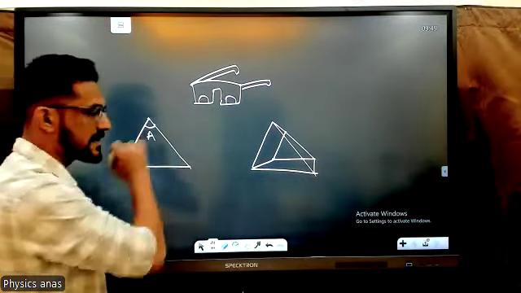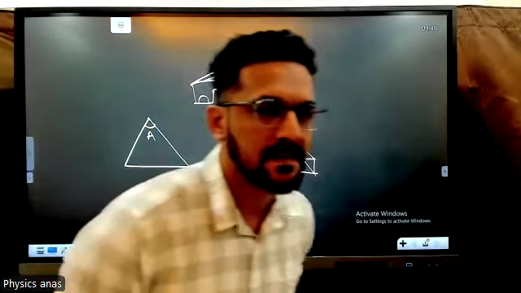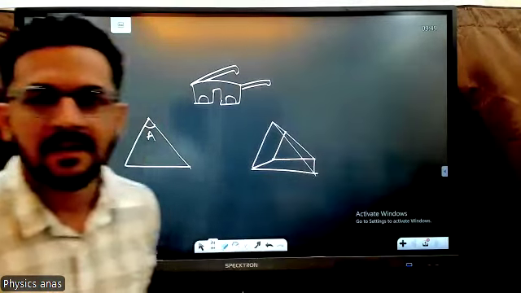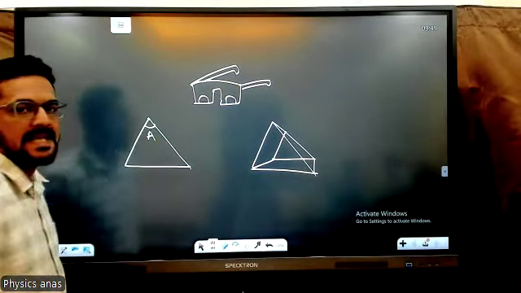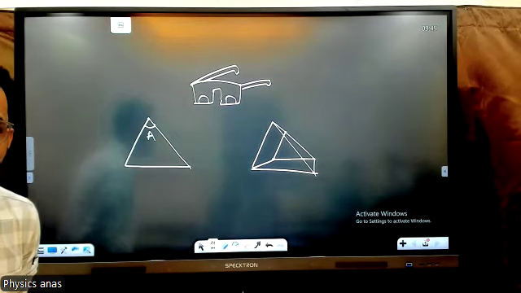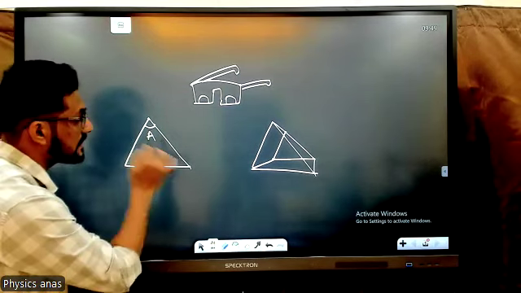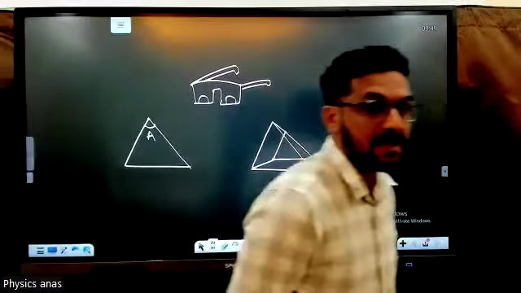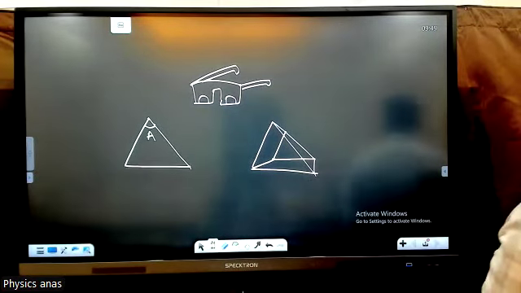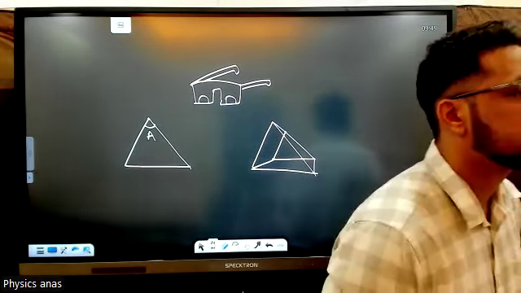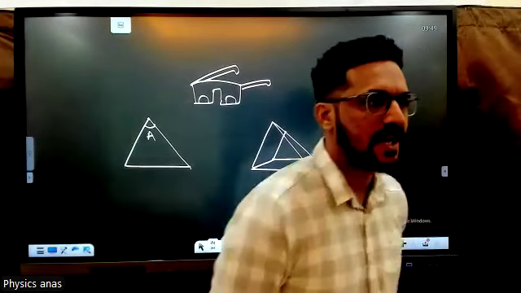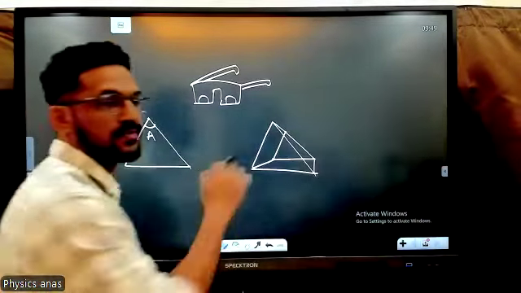What is the angle of the prism? Yeah, the angle of the prism is the angle between two lateral surfaces. That is the angle of the prism. You get it? Did you get it? Yeah, that's the angle of the prism.